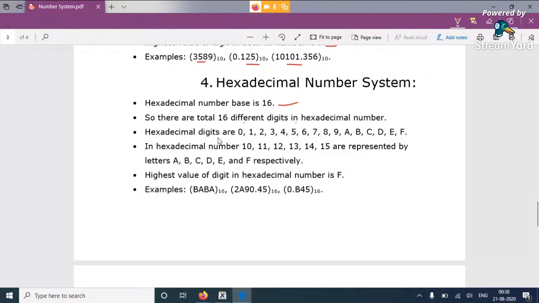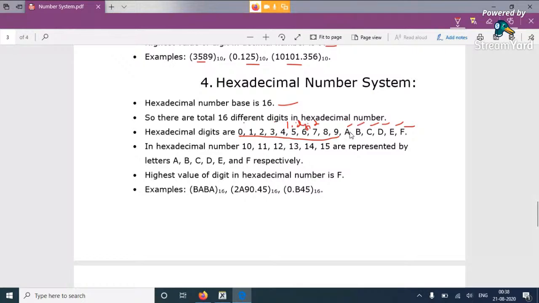And so in hexadecimal, digits will be 0 to 9. These will be a total of 10 digits. And after 9, 10, 11, 12, 13, 14, 15. But we cannot write 10 as 10. So 10 will be represented by A, 11 will be represented by B, 12 will be represented by C, and similarly 13 by D, 14 by E, and 15 by F.